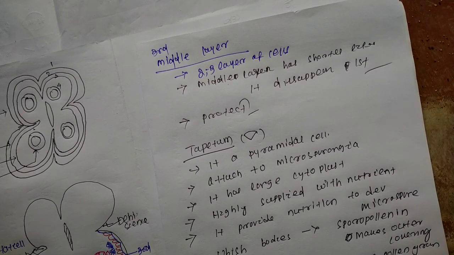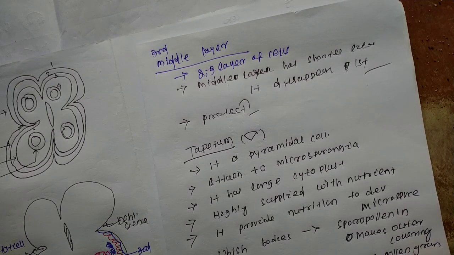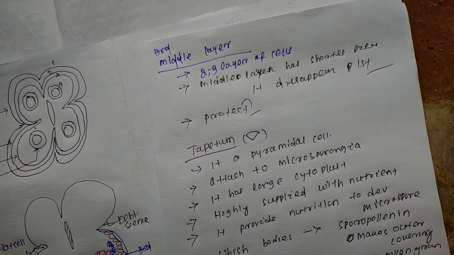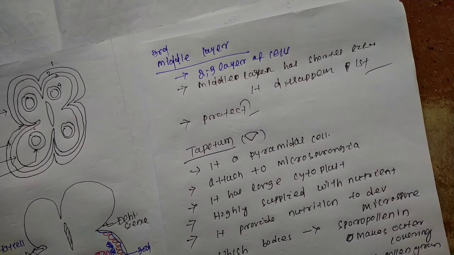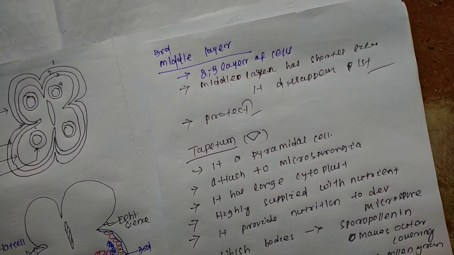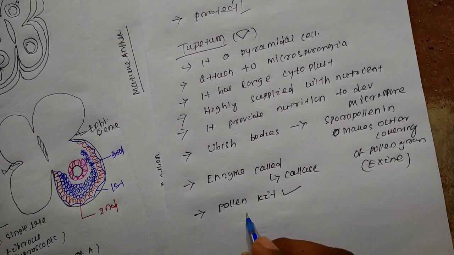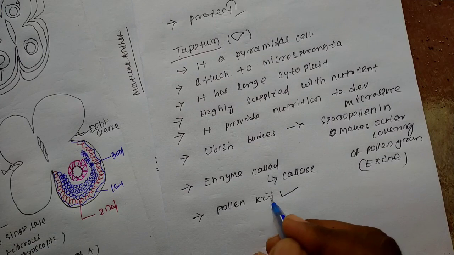My dear students, it also secretes an enzyme called callase, which dissolves the cementing substance present around the microspores, that is callose. It also helps in the formation of the pollen kit.